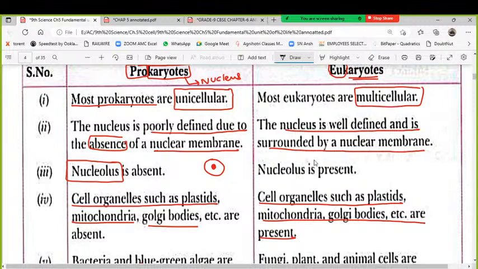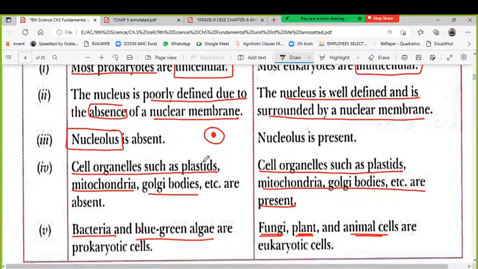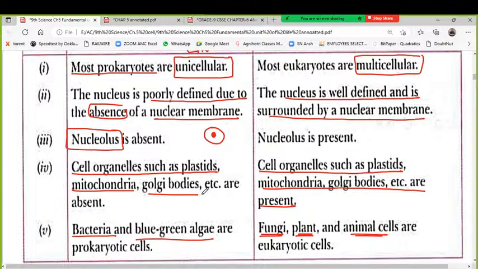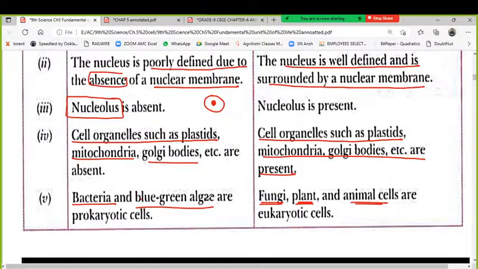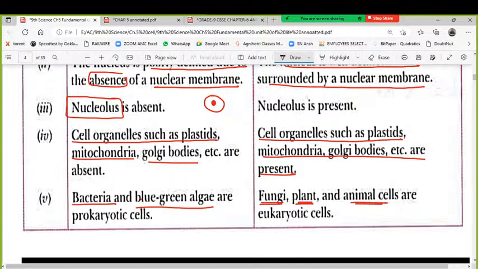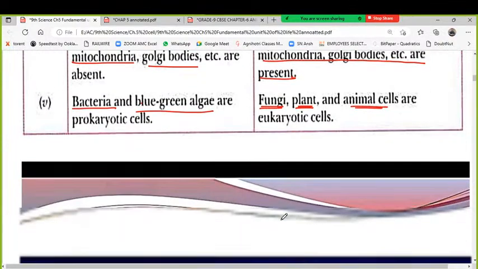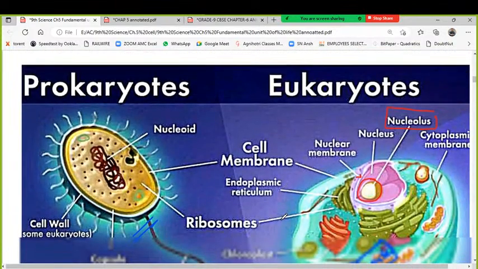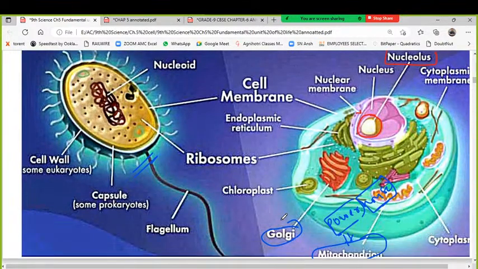Okay, then nucleolus is absent here. Nucleolus is present here. Cell organelles like plastid, mitochondria, Golgi apparatus, they all are absent here in prokaryotic. But these cell organelles like plastid, mitochondria, Golgi bodies, they all are present in eukaryotic. The examples of prokaryotes are bacteria, blue-green algae. Okay, and the examples of eukaryotes are fungi, plants, animal cells.